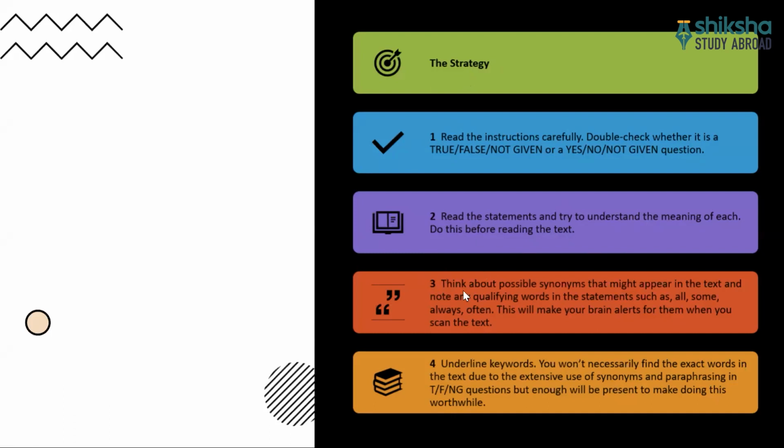Third strategy is, think about possible synonyms that might appear in the text and note any qualifying words in the statements, such as all, some, often, and always. This will make your brain alert for them when you scan the text. Okay, so just be aware of these words. Fourth strategy is, underline the keywords. You won't necessarily find the exact words in the text due to the extensive use of synonyms and paraphrasing in true, false, not given questions, but enough will be present to make doing this worthwhile. So again, look for the paraphrasing and synonyms.